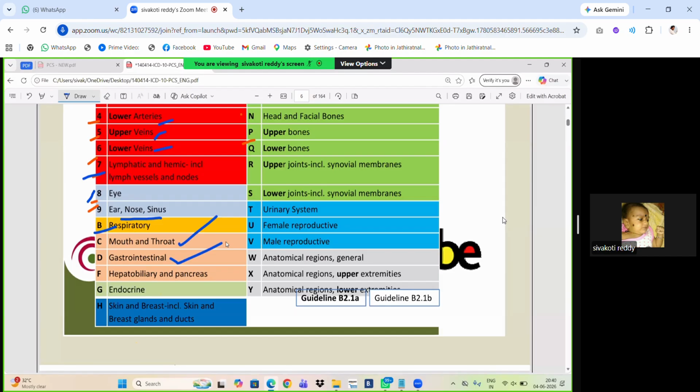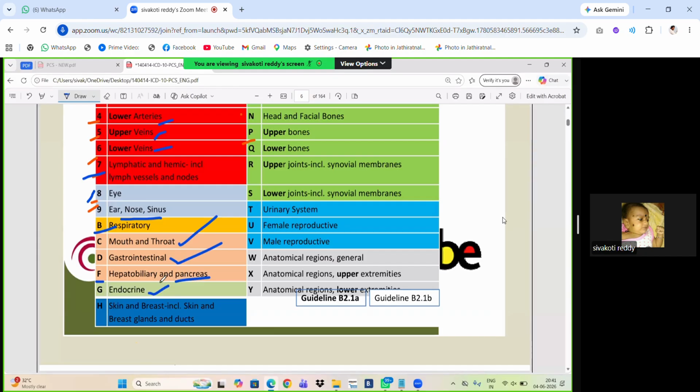Clear? Then hepatobiliary and pancreas. Hepato means liver. Biliary means bile duct or gallbladder, and pancreas. If they perform the procedure for gallbladder, bile duct or bile, liver, pancreas, you will get F. Then endocrine: all glands you will get in the endocrine, like adrenal gland, pituitary gland, thyroid gland. All glands will be in this G.